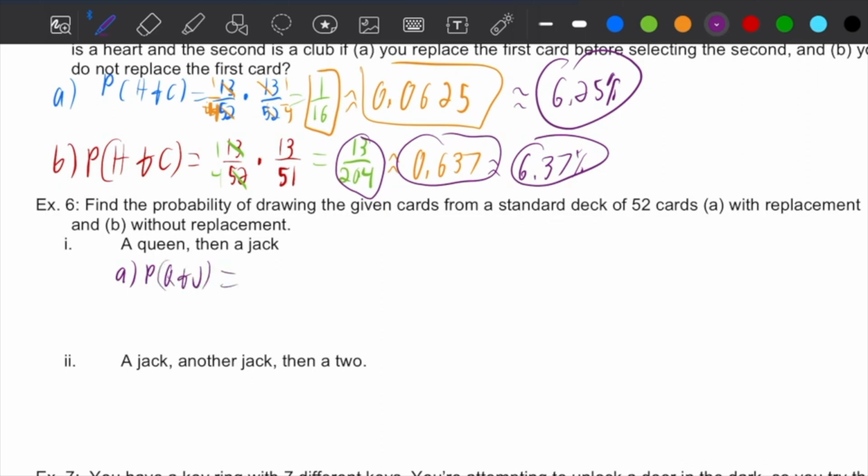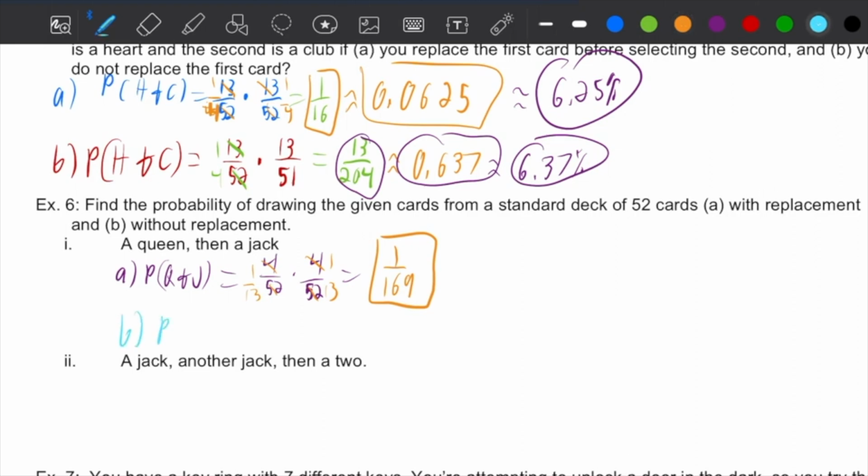So if you replace it, the probability of getting a queen, there's 4 out of 52 of them. The jack, you put the queen back, there's still 4 out of the 52 cards. Reducing 4 and 52 to 1 and 13, you end up getting 1 out of 169. Which, once again, you can leave like that or put in a decimal or a percent.